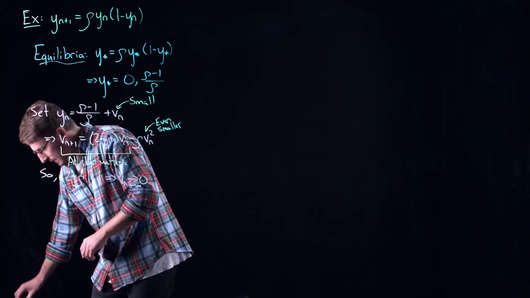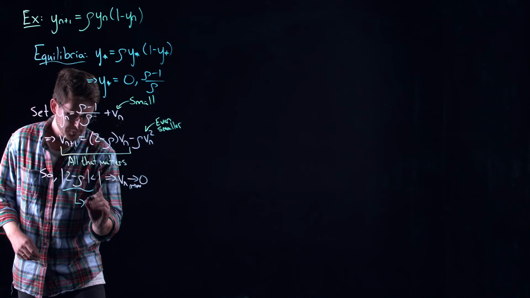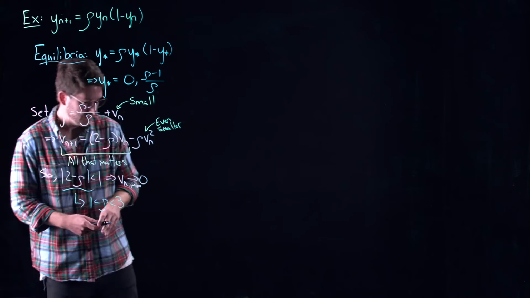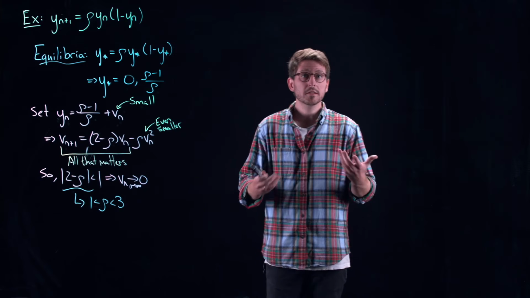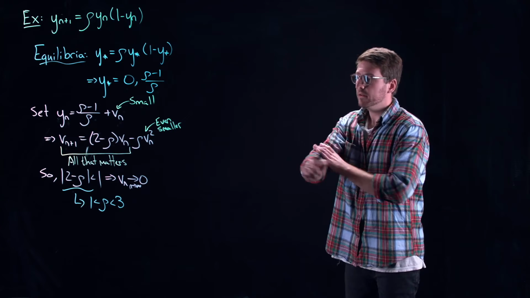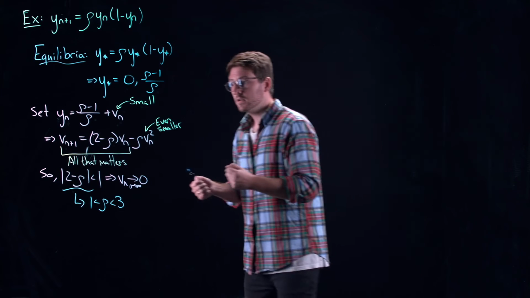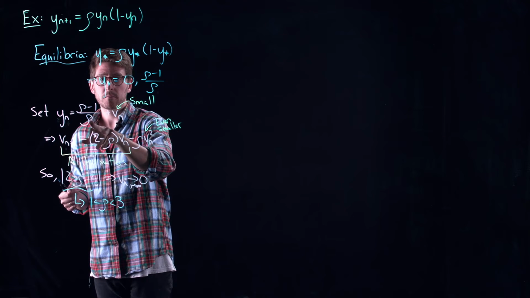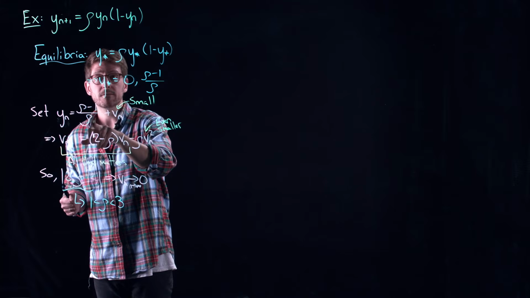So what is this? Well, we can open this thing up. This is the same as saying 1 is less than rho, which is less than 3. Okay, so what does that mean? That means that if rho is between 1 and 3, your solutions that start close to this non-trivial equilibrium right here are going to fall into it.